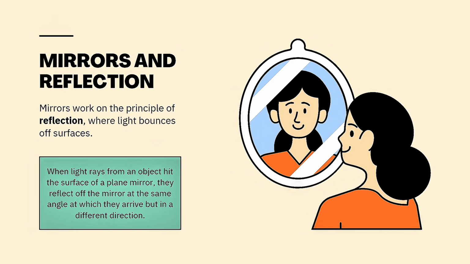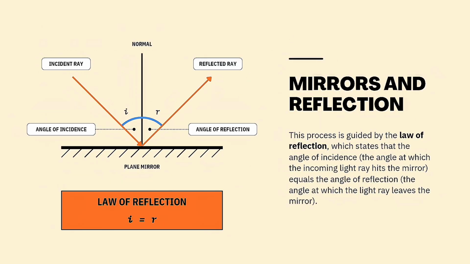Mirrors work on the principle of reflection. When light rays from an object strike the surface of a plane mirror, the rays bounce back from the mirror surface. The reflected rays travel in a different direction, but they follow an important rule called the law of reflection. Before learning the law of reflection, let us understand some important terms. The incoming light ray that strikes the mirror is called the incident ray. The ray that bounces back from the mirror is called the reflected ray.